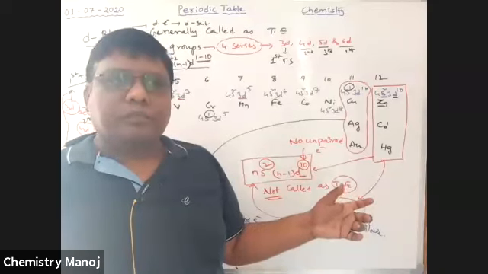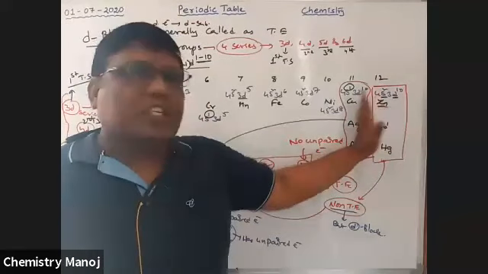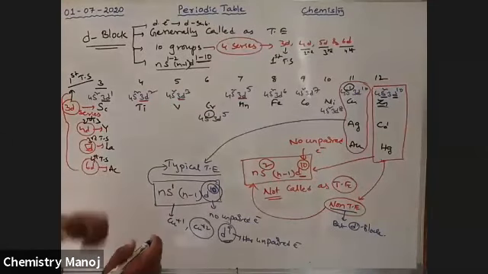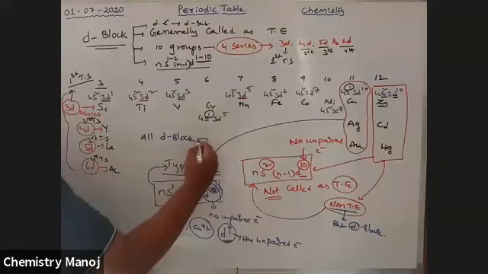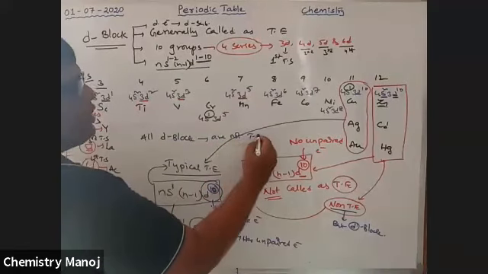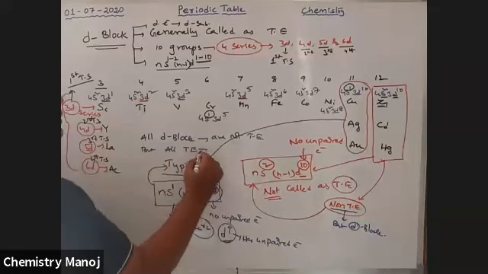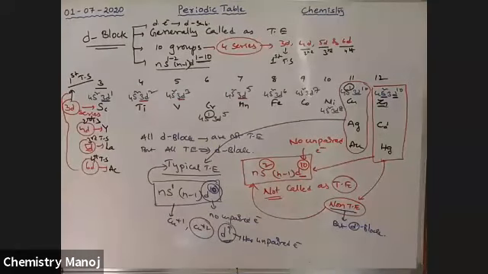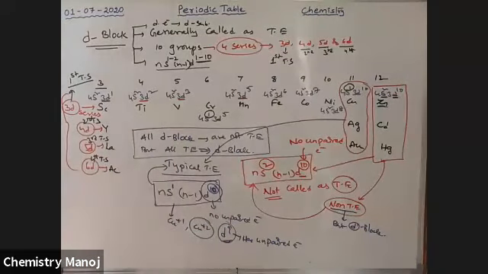But all transition elements must be d block elements. So like this, two statements are there. All d block elements are not transition elements, but all transition elements are d block elements, no doubt. So these are two important statements, my dear boys. Now these are the general properties.